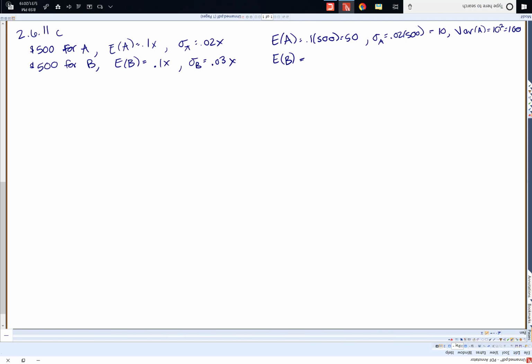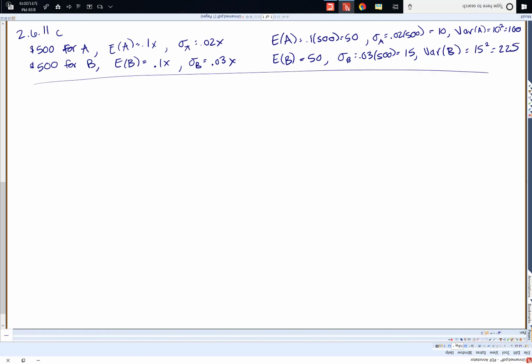The expected value for B, we're going to do the exact same thing. So 0.1 times X again, that's going to be 50 again. The standard deviation of B is 0.03 times 500, which is 15. And so my variance for B is 15 squared, which is 225.